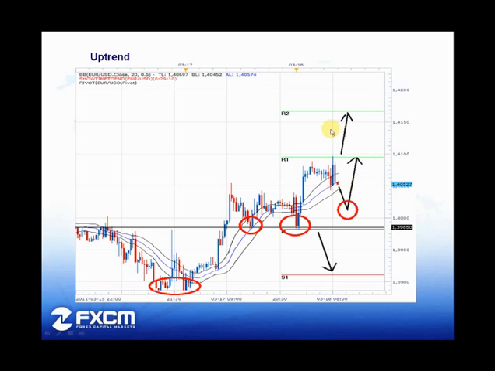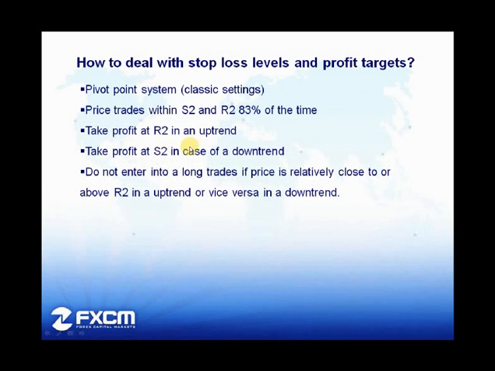We also do not want to enter if we are relatively close to R2, because if we are relatively close to R2, then we know that we are very close to the actual high of the day. How do we know this? Well, we've done statistical tests on this, and we know that 17% of the time we exceed this level. The same is true for the downside. So in a downtrend, we want to take profits at S2.